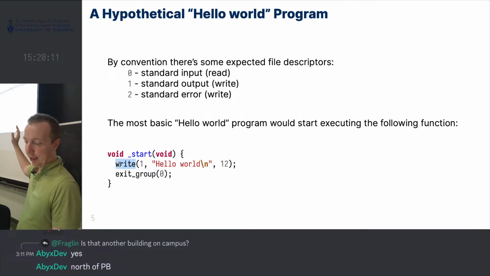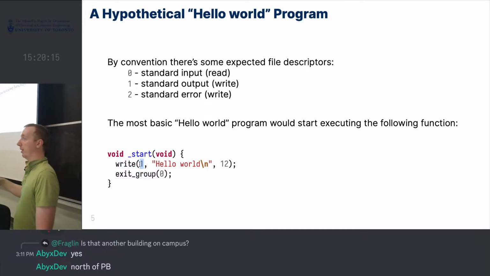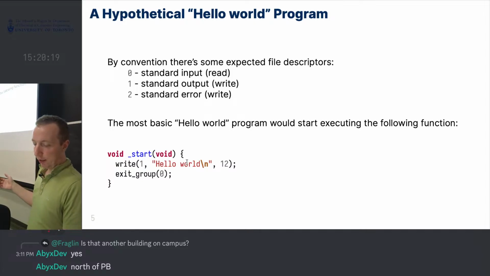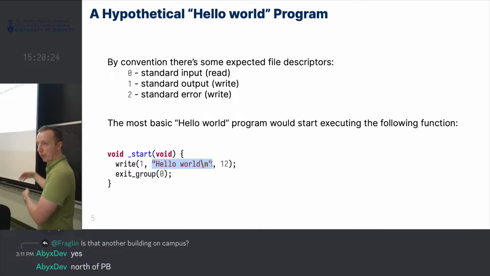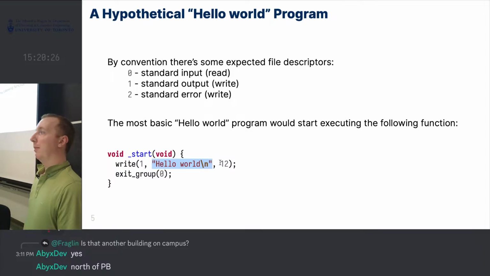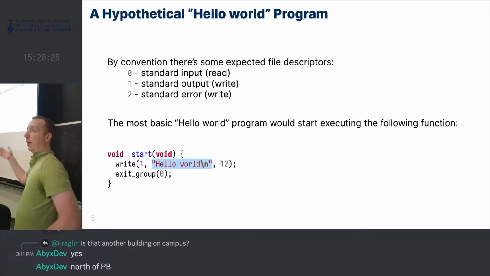world. It would need a write system call to file descriptor 1, because it's hello world, I'm just writing to standard output. Then I would need the address of this string, so hello world with a new line character. And then how many bytes to write. So I'm going to write 12 bytes.